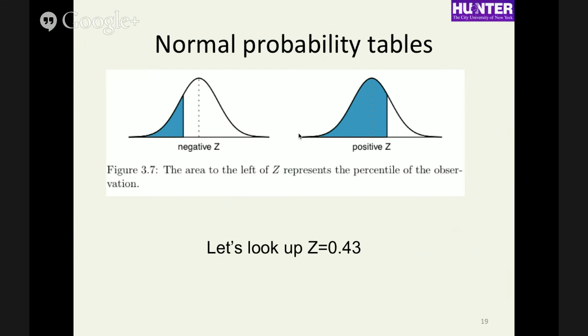Probability to the left of 0 is a half, and to the right of 0 is a half. So for a positive z value, the probability to the left of it is more than a half. Any other questions?